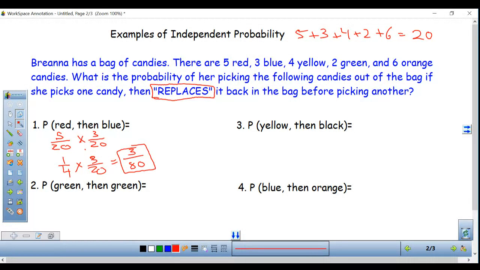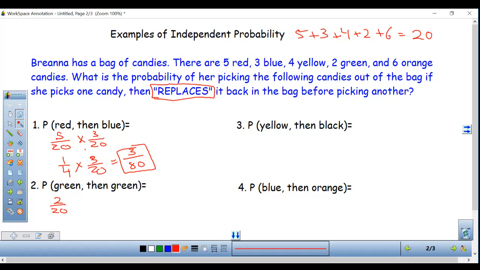Number 2 says green and then green. So the probability that I can select a green. There are 2 green candies in the bag of 20. And another thing, I'm only ever grabbing 1 candy at a time. This is going to be more important in the next slide, but please keep in mind you're always only grabbing 1, but there is still a 2 out of 20 chance to grab the green.